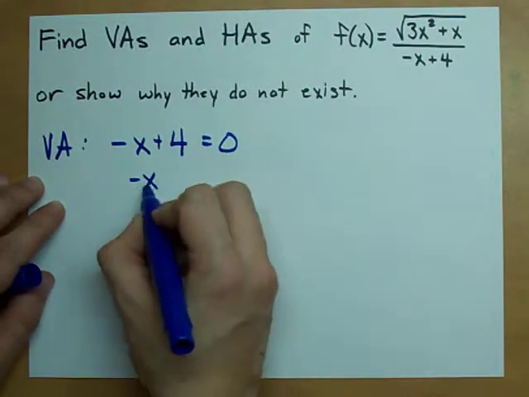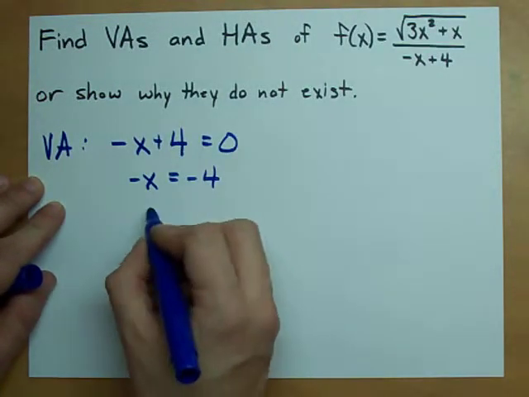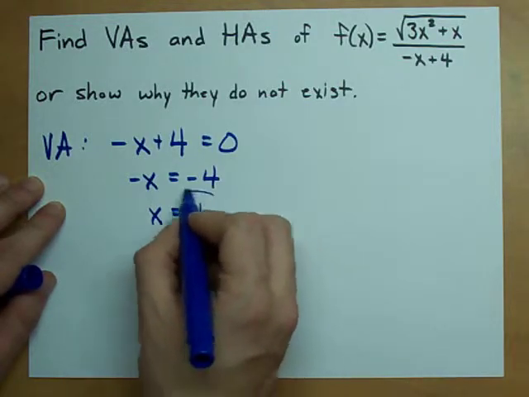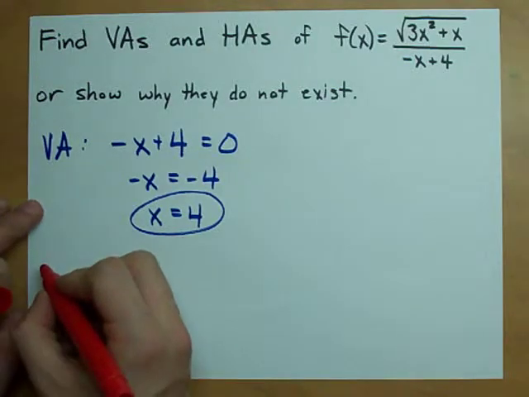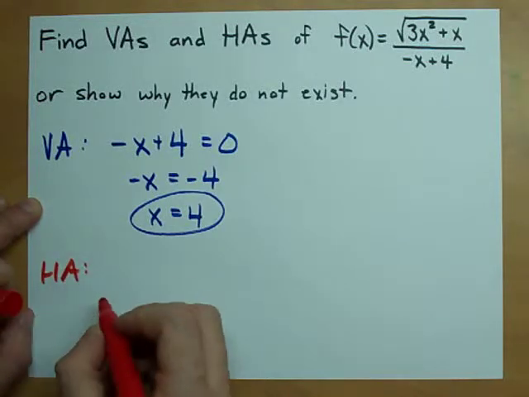In this case, that means negative x plus 4 is 0, and pretty clearly, we have a vertical asymptote when x is 4. Done. That's your vertical asymptote. There's no more. Nothing else to say here. Horizontal asymptotes, however, are a little trickier.